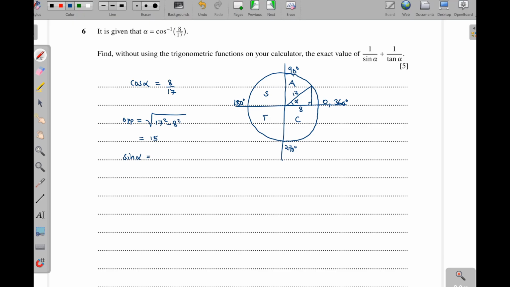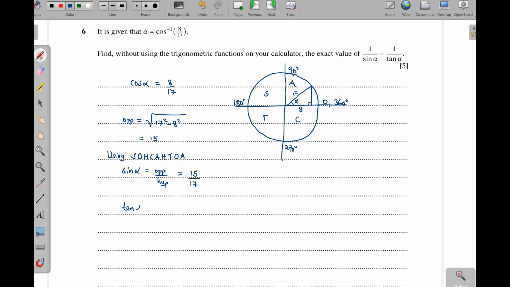SOHCAHTOA. So if we have a right angle triangle, then we can use the Pythagoras theorem and then SOHCAHTOA. Using this acronym helps us to find the trigonometric ratios. So sine of alpha is equal to the opposite out of what? Hypotenuse. So what is our opposite? We have gotten it here, 15, out of the hypotenuse, which is 17. So we divide by 17.